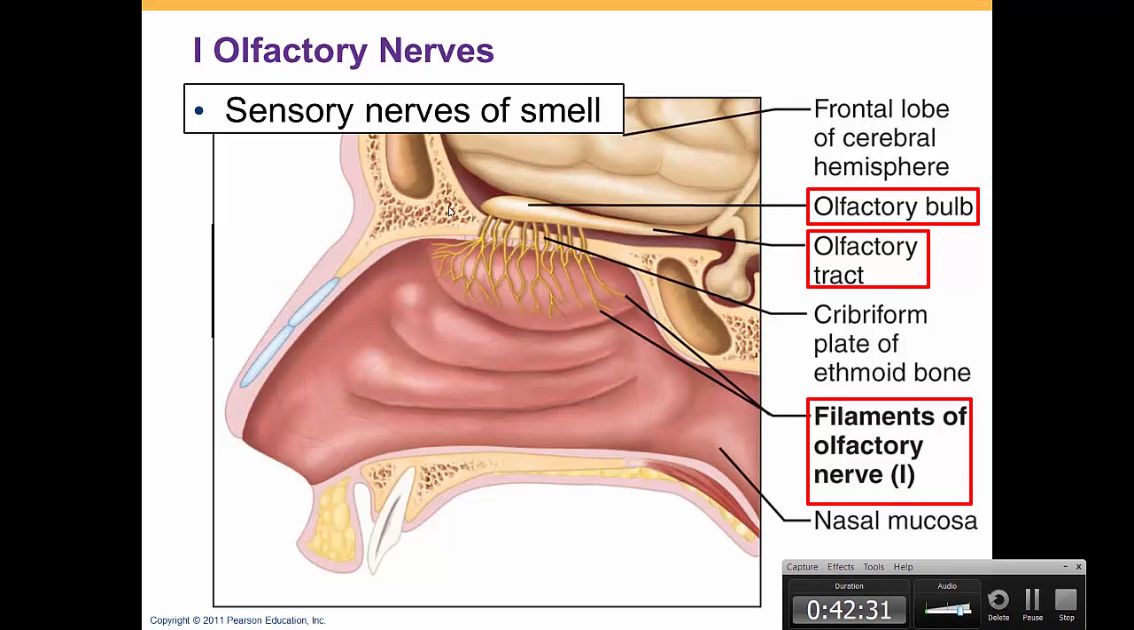The first one is my olfactory nerve, and this is the one that travels through the cribriform plate of ethmoid bone. As you can see, it's here on the superior part of your nasal cavity, and these are very small, tiny nerves. Once these enter the skull, they make the olfactory bulb, and then olfactory tracts take them to the olfactory area of the brain.